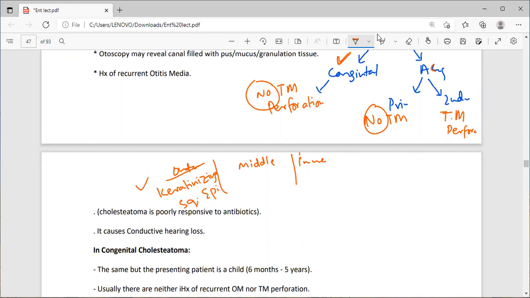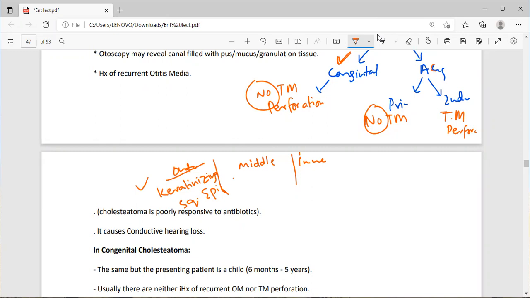It is not a tumor, it is not a cholesterol, it is just a bunch of cells. And what kind of cell? Keratinizing squamous epithelium. Now, in the middle ear there is no keratinizing squamous epithelium. The scientists were shocked: how come keratinizing epithelium is present here, without rupture of the tympanic membrane, in congenital as well as primary? So they came up with some theories.